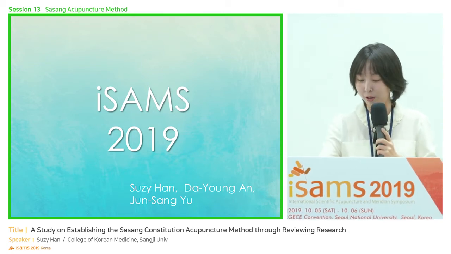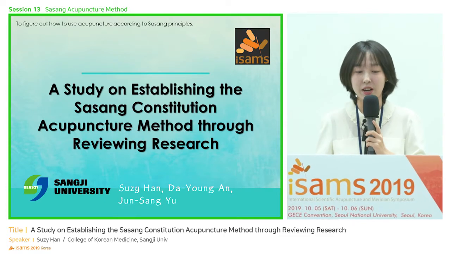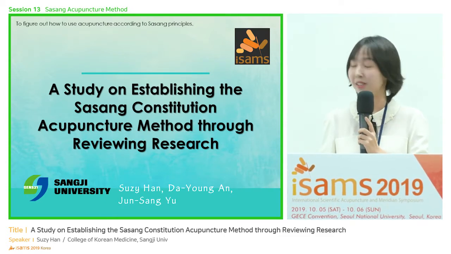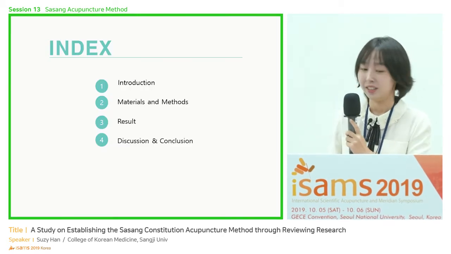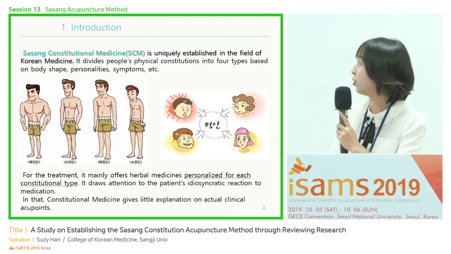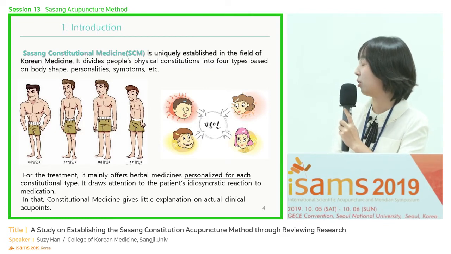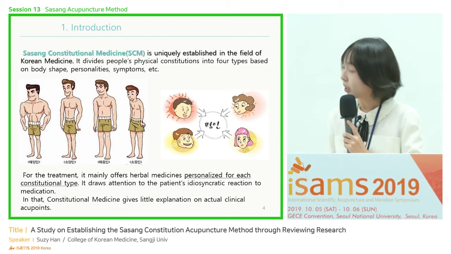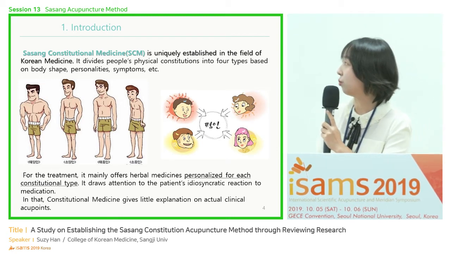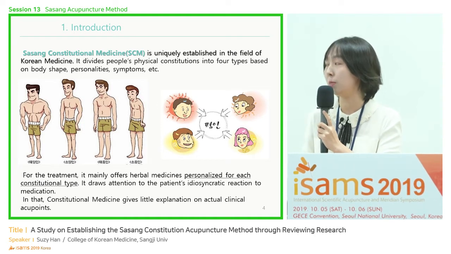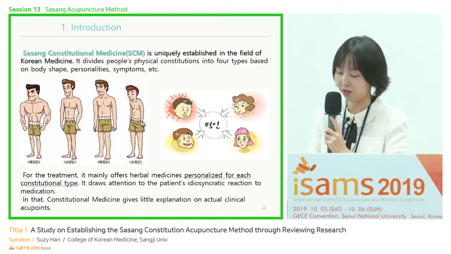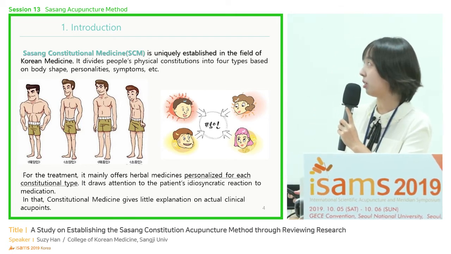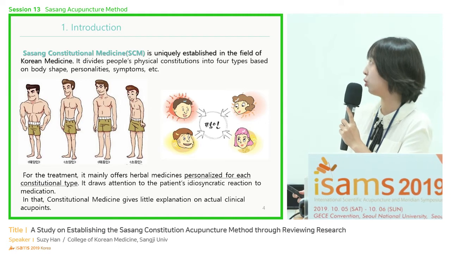Today, what I will talk about is how to use acupuncture according to Sasang principle. Then, what is Sasang? Sasang Constitution Medicine is uniquely established in the field of Korean medicine. It divides people's physical constitutions into 4 types based on body shape, personalities, symptoms, etc. For the treatment, it mainly offers herbal medicines personalized for each constitutional type.